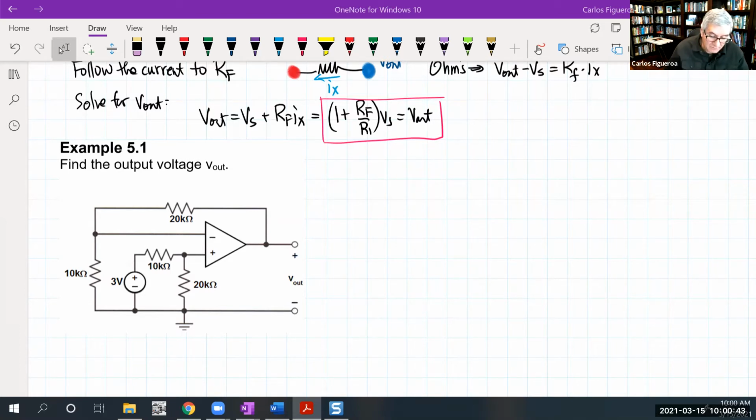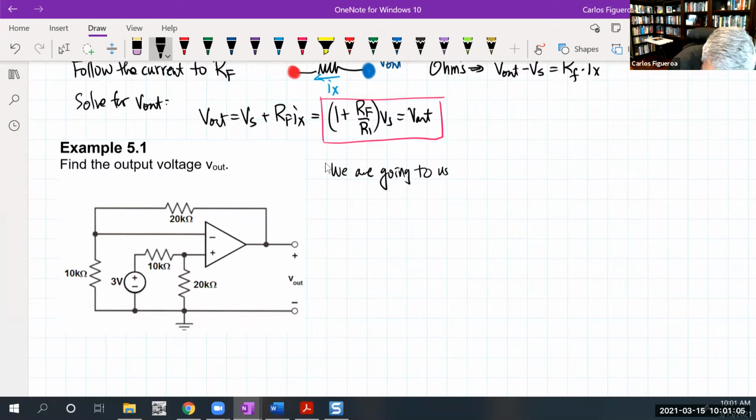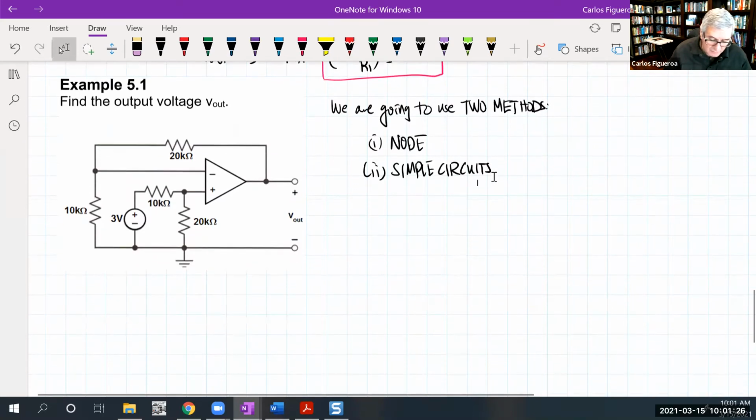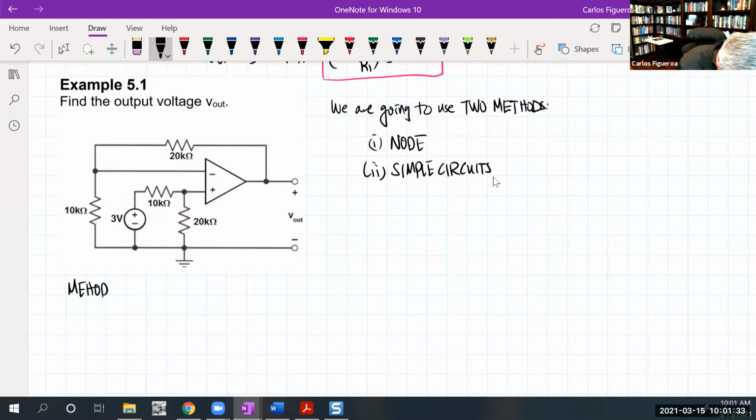Okay, so here we go. Let's go look at this thing. So the thing that I want to do here is I want to use 2 methods again, right? We are going to use 2 methods. One is going to be node. The other technique is going to be simple circuits. So let's go look at that. So the first one that we want to use here is the node. So the method of node.